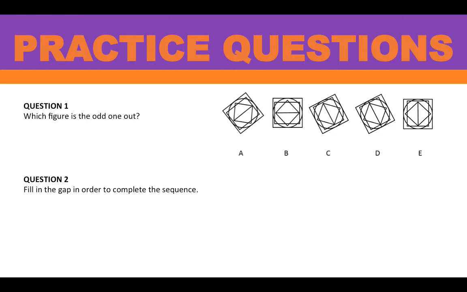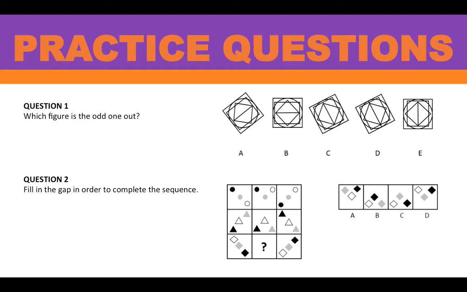So question 2, fill in the gap in order to complete the sequence. Okay, so as you can see there's a question mark in this box. You need to work out which of these 4 shapes here will fit in to this box here in order to complete the sequence. Again, write your answer in the comments box below.